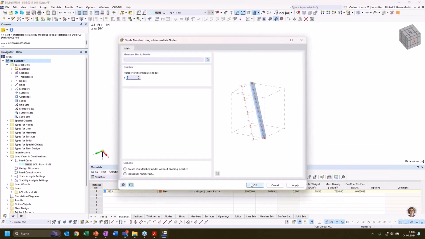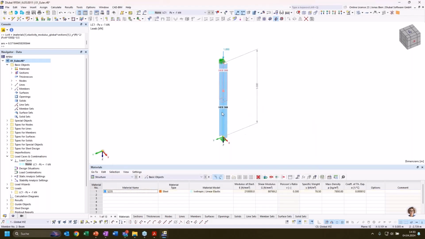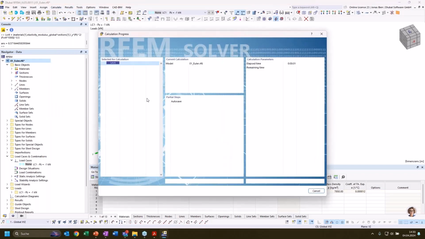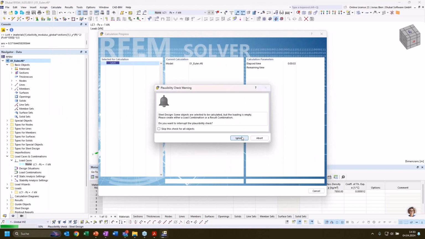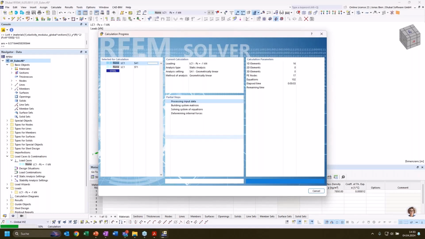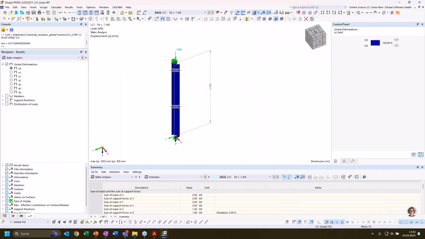I just introduce an intermediate node and divide this one column into two separate members, and again run the structural stability analysis. What does it do with the buckling length? Is it still valid, or does it give me some weird results?